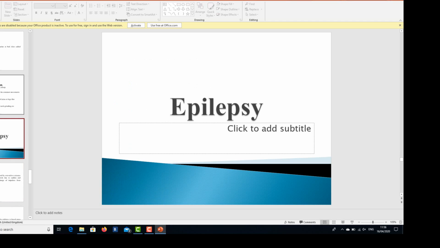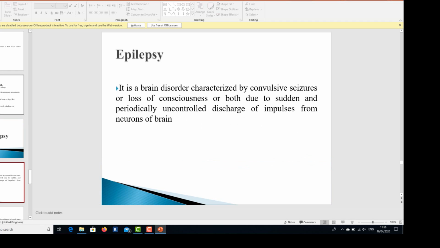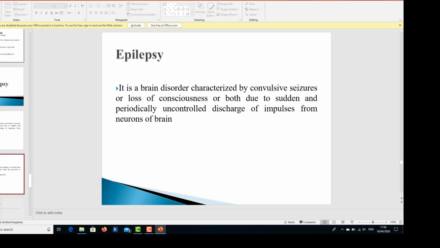Now let's talk about another disease related to the nervous system. And what is that? That is epilepsy. Now, epilepsy is a brain disorder characterized by convulsive seizures or loss of consciousness or both due to sudden and periodically uncontrolled discharge of impulses from neurons of brain.